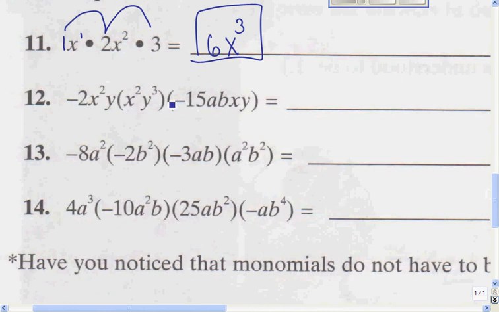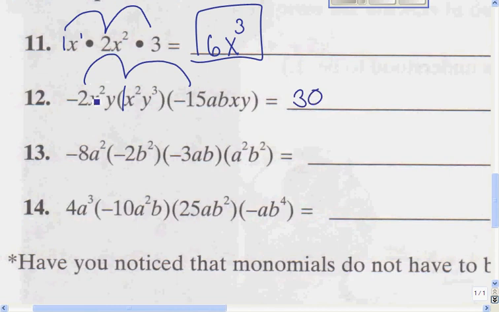Here I've got an even number of negatives, so I know my answer is going to be positive, so my sign's positive. Now I've got to figure out my numbers. Well, there's an understood 1 here, a 1 coefficient for the x squared y cubed. So 2 times 1 times 15. 2 times 1 is 2, and 2 times 15 is 30.